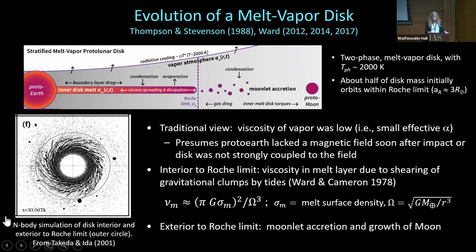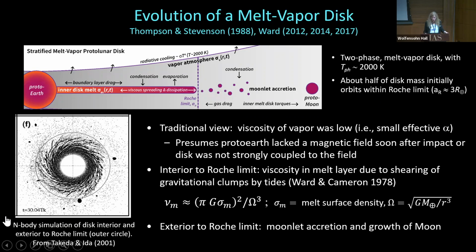But in that case, we know that in the melt component of the disk interior to the Roche limit, there would have been a viscosity. So from planetary ring studies, from n-body simulations, from theoretical arguments, we know that interior to the Roche limit, if you have a disk of condensates, they will tend to clump due to local gravity, and these clumps will get sheared apart by the planet tides, and then they'll form these trailing spiral structures seen in this n-body simulation here, and that these produce a spreading of the disk and a viscosity interior to the Roche limit.